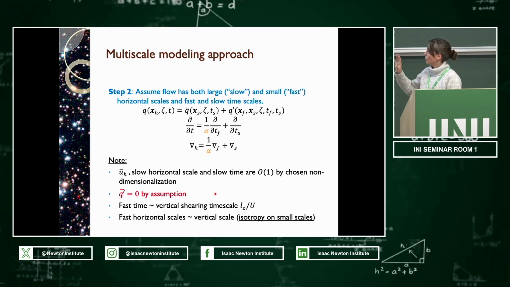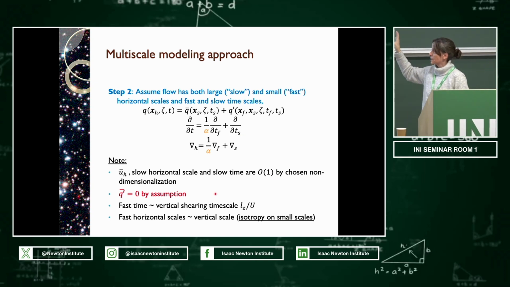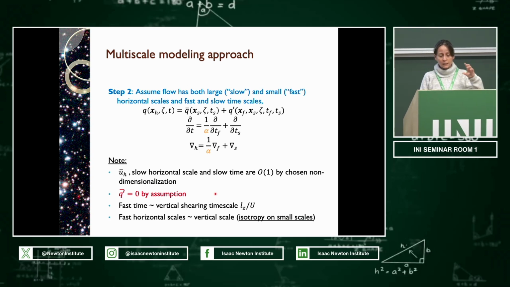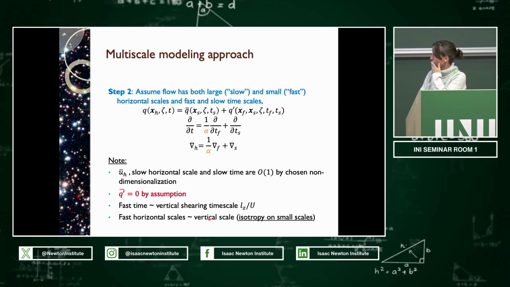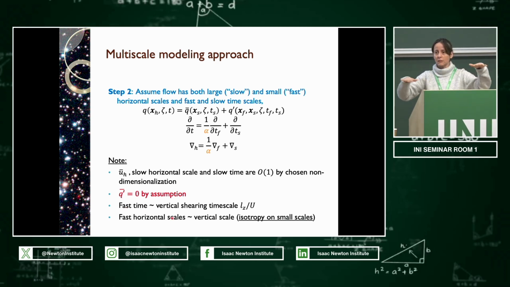And so embedded in this is the assumption that both the fast horizontal scale and the vertical scale were rescaled by alpha. So you have isotropy on the small scales. And the fast time is simply the vertical shearing rate between these eddies. So the anticipation there is that the dynamics really correspond to the shear instabilities between these horizontal eddies.